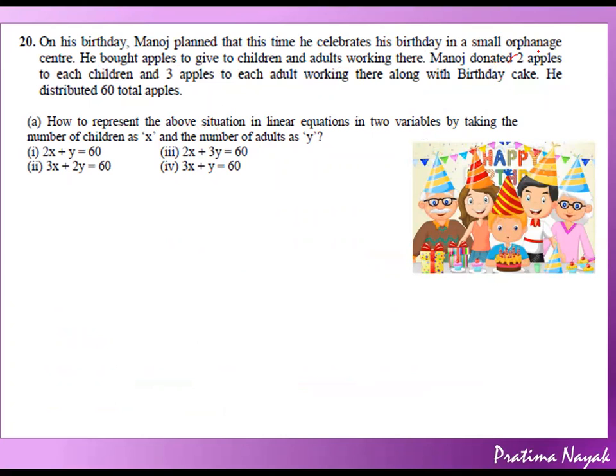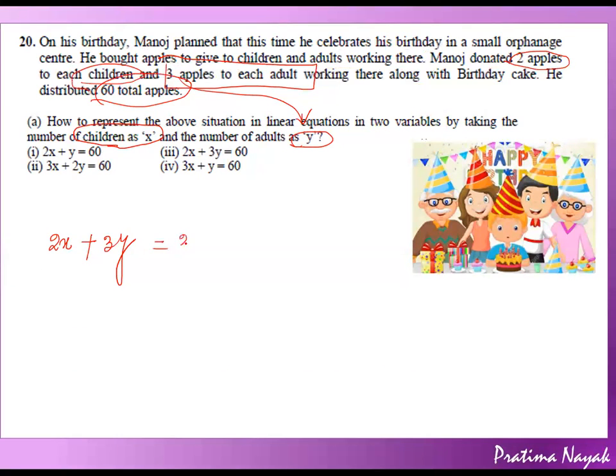Monoz is donating 2 apples to children and number of children is taken as x. So number of apples given to the children is twice x. In the same way, he is giving 3 apples to each adult. For how many adults? y number of adults. So total number of apples given to adults is 3 times y. Then their sum, total apples, is how much? Total apples is 60. So 2x plus 3y is equal to 60.